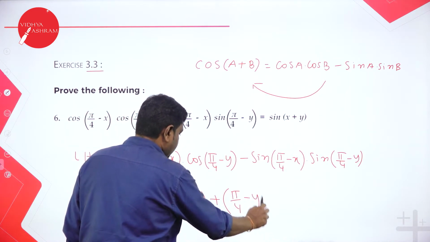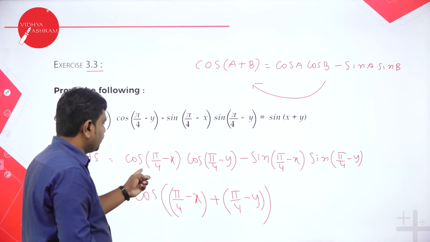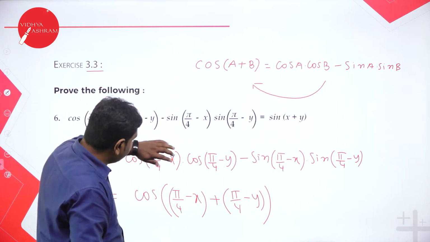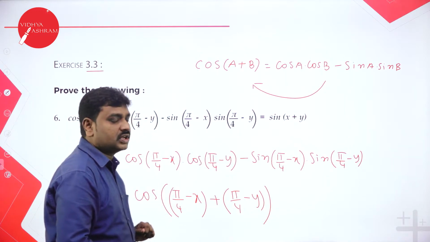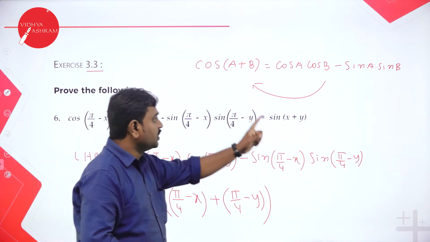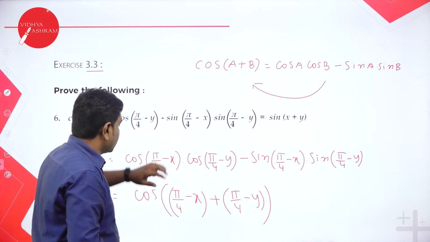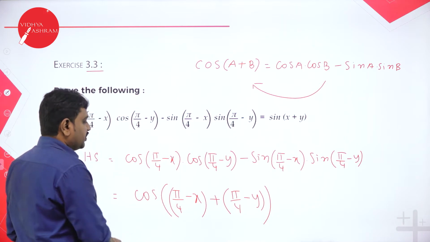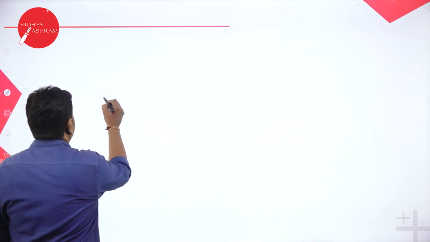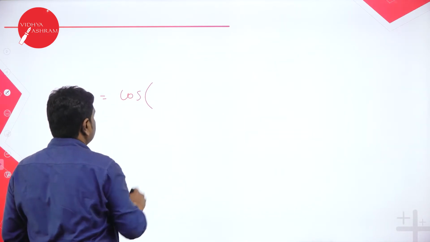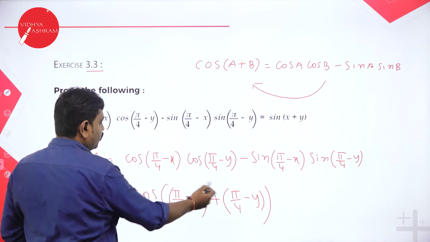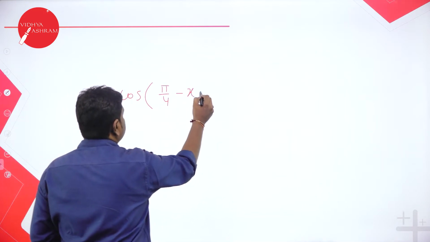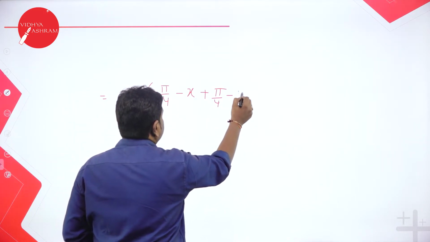Please understand this carefully. Here this is in the form of cos A cos B minus sin A sin B. A is pi by 4 minus x, B is pi by 4 minus y. What is cos A cos B minus sin A sin B? Cos of A plus B. So I can compress this as cos of A plus B. A means this, B means this. So now simplify this further. So we are left with cos of pi by 4 minus x plus pi by 4 minus y.